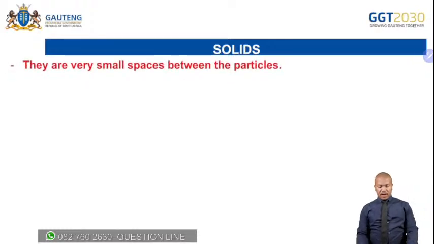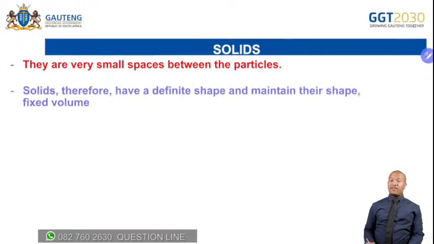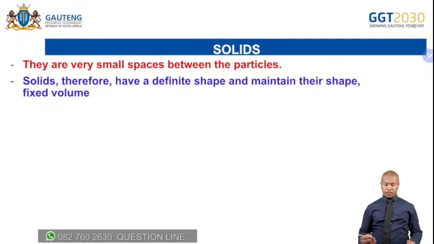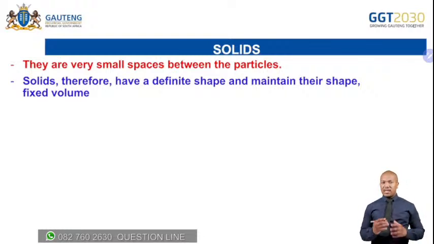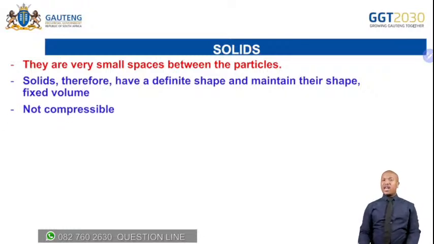Also, in solids, there are very small spaces between the particles, as I have said, right? There are very small spaces between the particles. And therefore, they have a definite shape and maintain their shape of fixed volume, right? So that little space or no space between the particles is the one that gives the shape of that matter or the ice that we talked about. Also, they are not compressible, meaning you cannot change their shape, right, as you apply pressure on them.